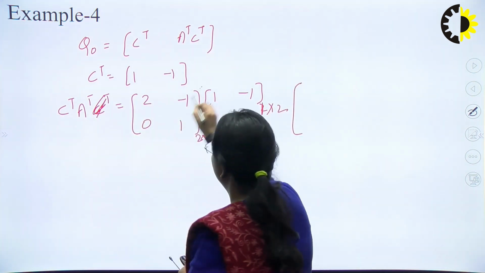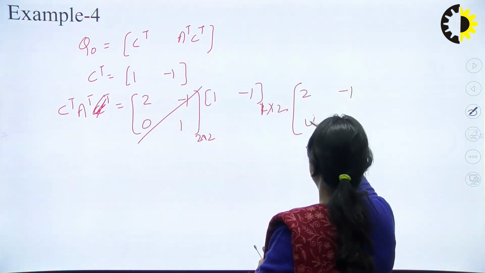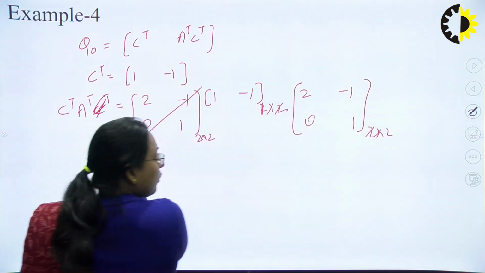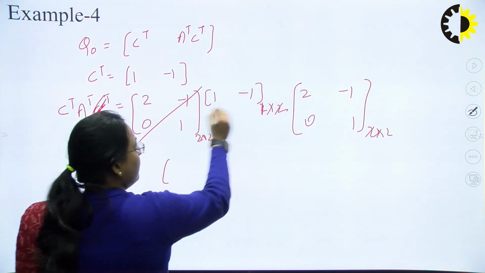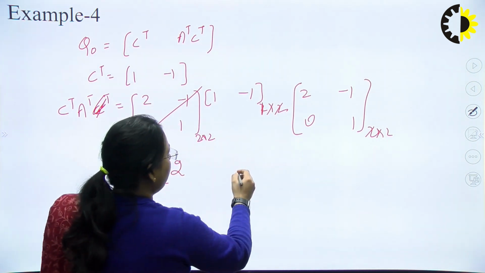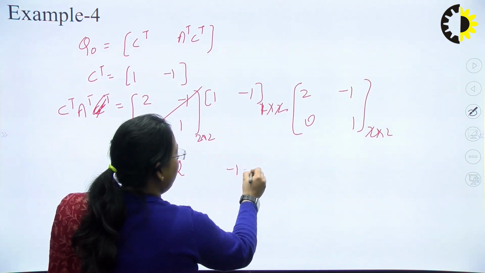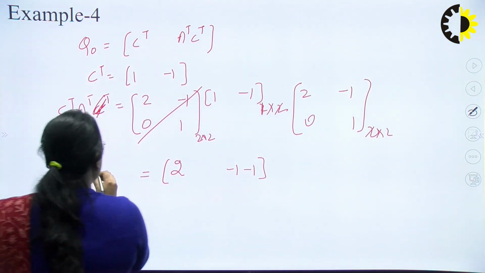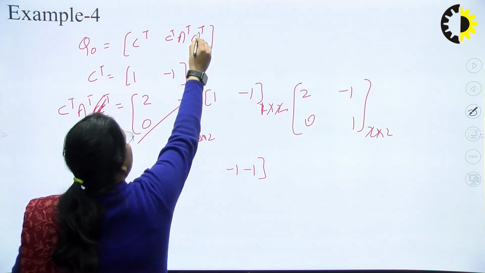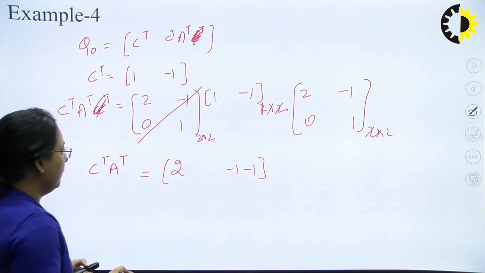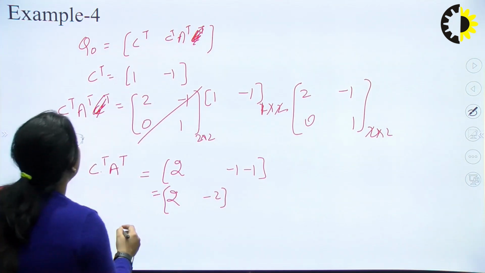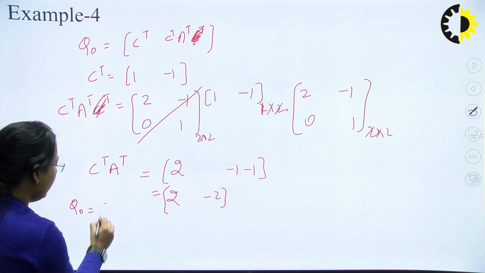This also matters actually. 2 minus 1 0 and minus 1. So this is 2 by 2, and here I am getting a matrix of the order of 1 cross 2. That means this into this will come out to be 2, and this into this will again come out to be minus 1 and minus 1, which is minus 2. So C transpose into A transpose will come out to be 2 and minus 2. Now let me put the values in the matrix Q naught.